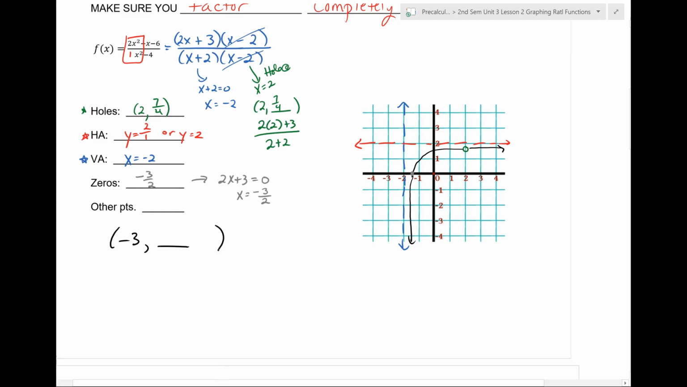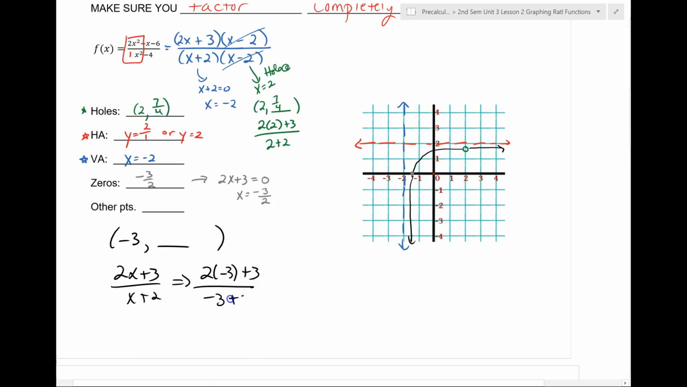Now here's the way you could do this. You can plug it back into the very original function, or you can plug it back in just as you have here in the simplified one where you've taken out your common factors. To me, that's just easier numbers, so that's the one I'm going to do. So you have your (2x + 3) over your (x + 2), but to find that, I'm going to plug in negative 3.